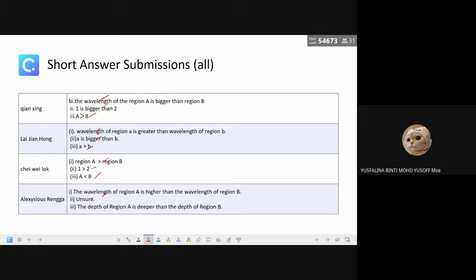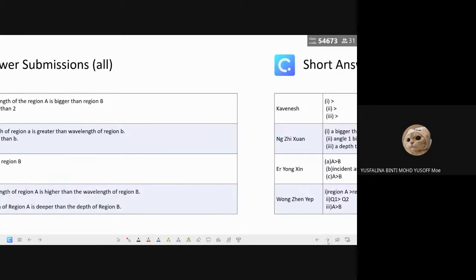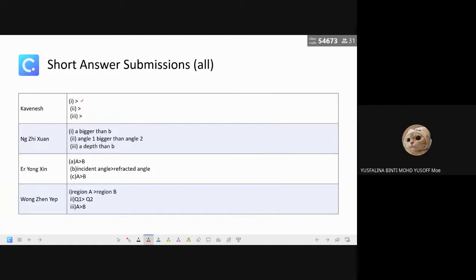Unsure, okay. The depth of the region A is deeper. Okay, very good. This one is what, Kavinish? What is bigger than what? Okay, wrong. A is bigger than B. A is less than B. Is bigger. Is than. Okay.